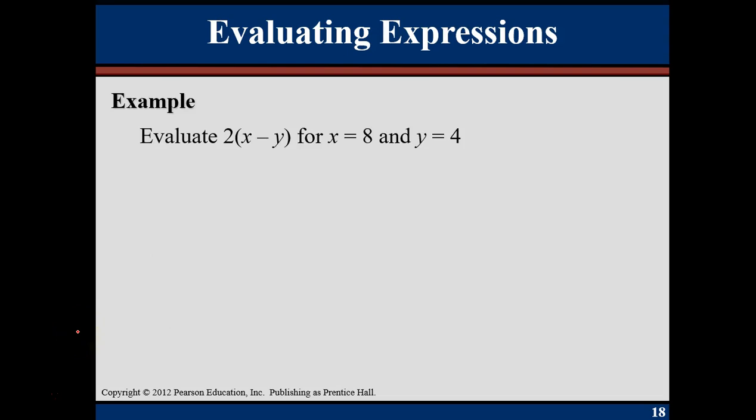2 times the quantity x minus y for x equals 8 and y equals 4. Well, let's sub in the 8 and the 4. So I have 2 times the quantity 8 minus 4. Well, those signs are not opposites. They're both positive, so I would just do my subtraction the way I normally would. 8 minus 4 is 4. They're both positive, so it gets to stay positive. So it's 2 times 4, which is 8. And that's how you add integers.